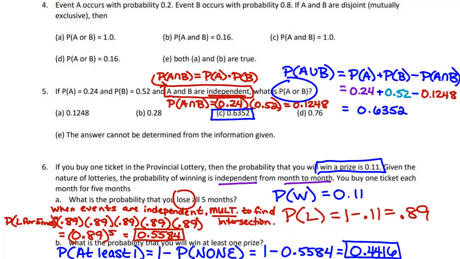If I did not know the events were independent, I could not have answered this question. You have to know the events are independent because that's the only way we have, with the information that's given, to find the intersection that you have to subtract out.